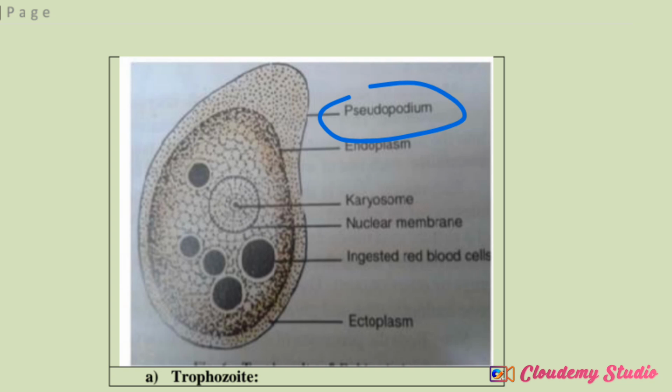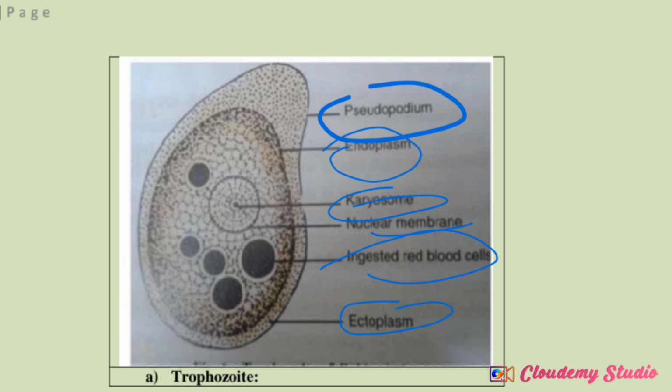This is the pseudopodium of Entamoeba histolytica. And this is the what? This is the endoplasm. This is the karyosome. This is the nuclear membrane. The ingested red blood cell. Remember I told you that they ingest red blood cell. And this is the what? This is the ectoplasm. So they have two. They have the ectoplasm and the endoplasm.